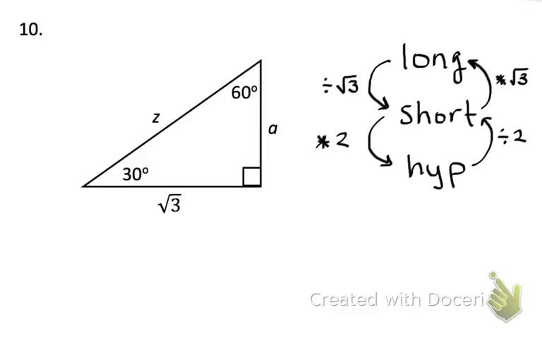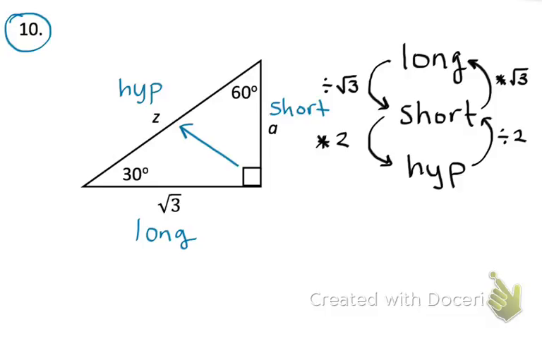The next problem I'm going to do for you guys is number 10. Looking at the angles, this is a 30, 60, 90 triangle. I'm going to label my sides. I have a long leg. I have a short leg. And I have my hypotenuse, which is across from the right angle. Starting with my long leg, which is square root of 3, the only place that I can go is to my short leg.